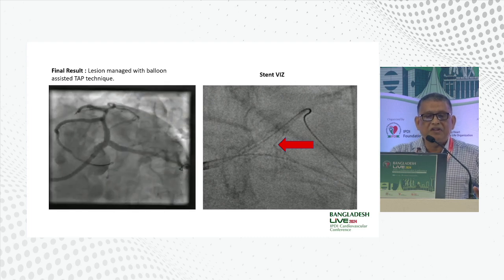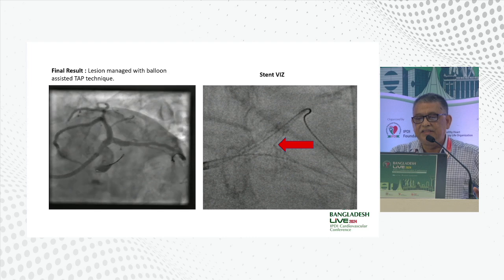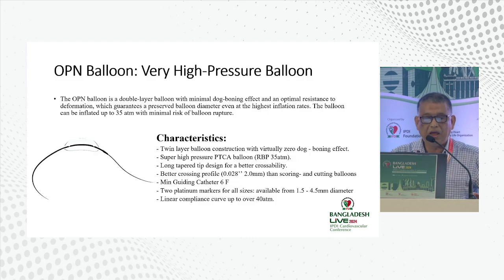And the final result: the lesion was managed with a TAP technique, and this is the stent on the last fixed picture. Opium balloons are very high pressure balloons. It is a double layered balloon with a minimal dog boning effect, is optimally resistant to deformation, and guarantees preserved balloon diameter even at highest inflation. The balloon can be inflated up to 40 atmosphere.